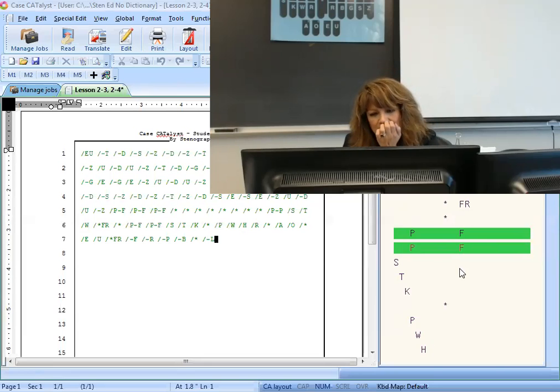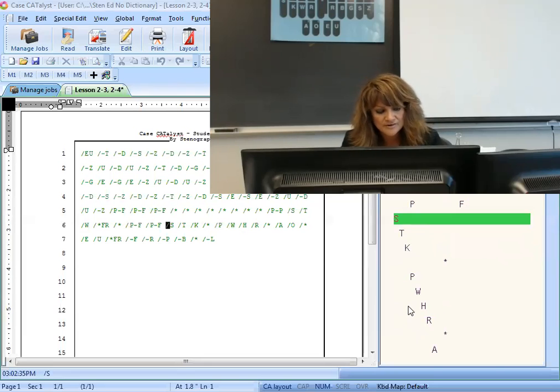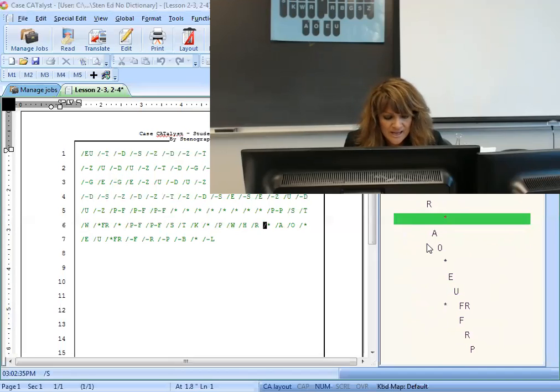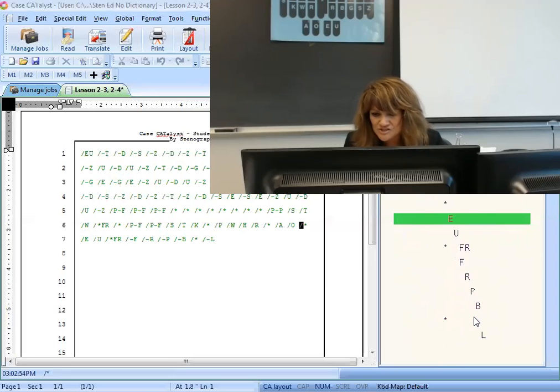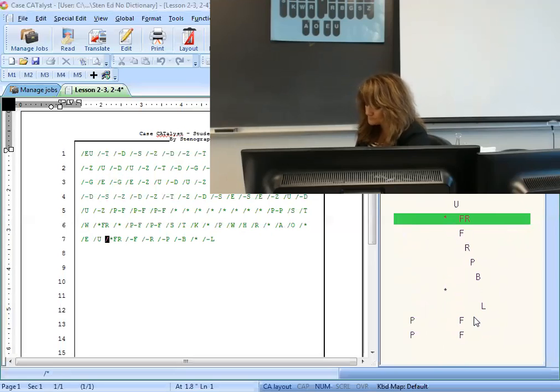So let's see if I did that correctly. So I'm going to go the very top, 2-4, STK asterisk, and then I've got PWH, perfect, R, perfect, asterisk, perfect. And we've got AO asterisk, and then EU asterisk, and I made a mistake. So I have to start over because that asterisk has an FR, so I got to start over. So I'm going to start over, and here we go. I got to start over because I have to have my perfect rows.